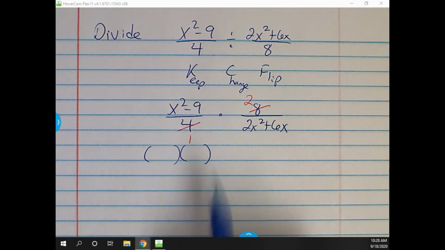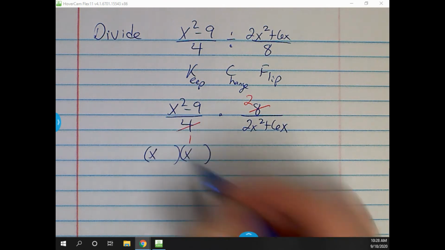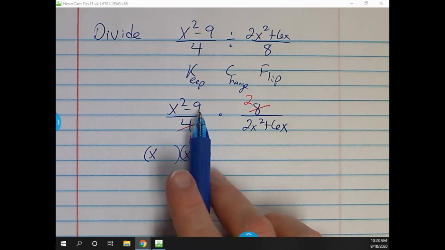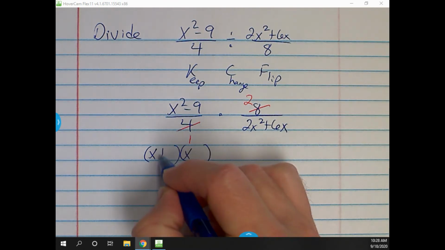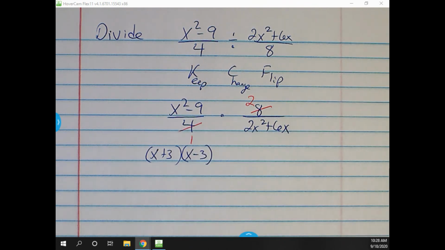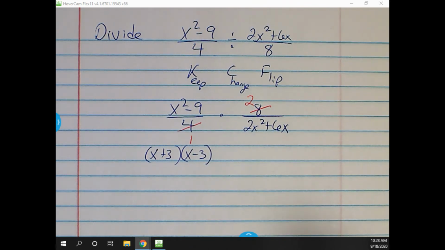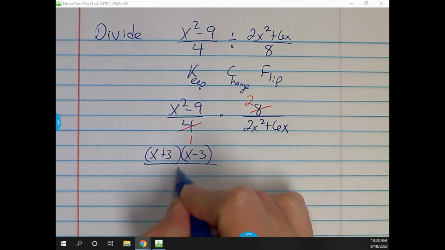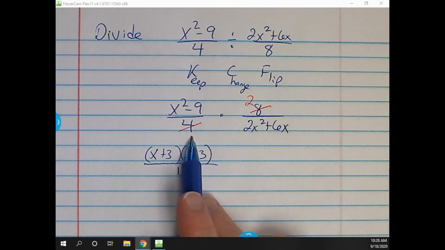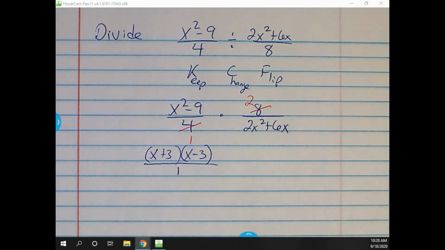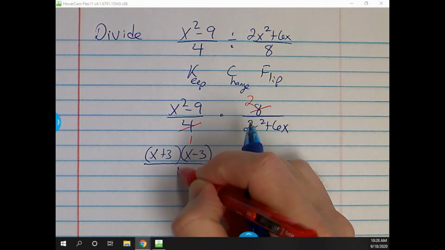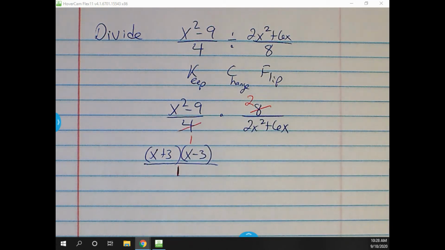So if it's x squared minus 9, that means we're going to need two parentheses. The square root of 9 is 3 and 3. So we'll make one a plus and one a minus. And if you want to go ahead and put that 1 there as a placeholder like we had for this one, you can leave that there. Probably don't need it, but it never hurts to leave a 1 in there just in case.